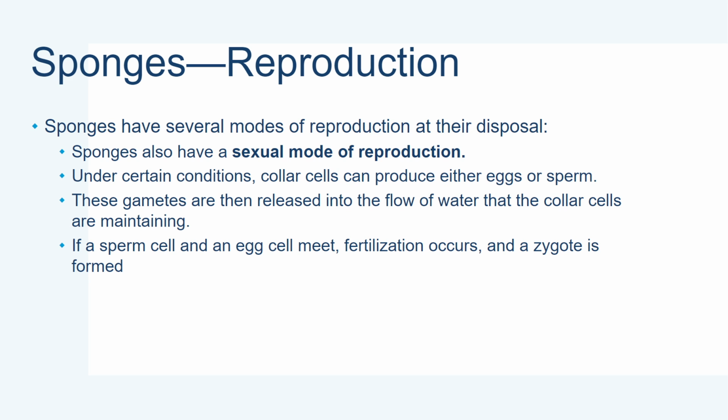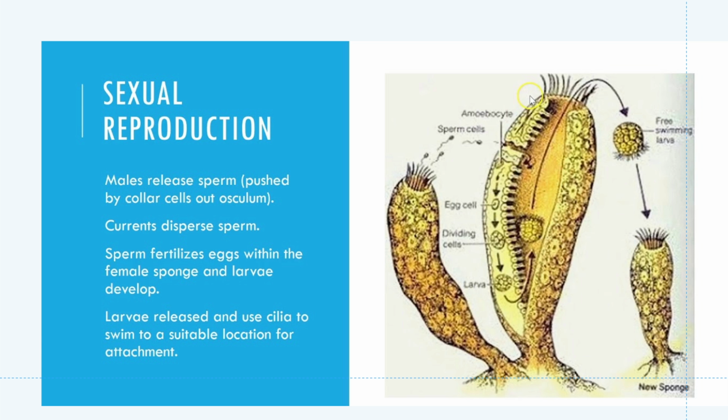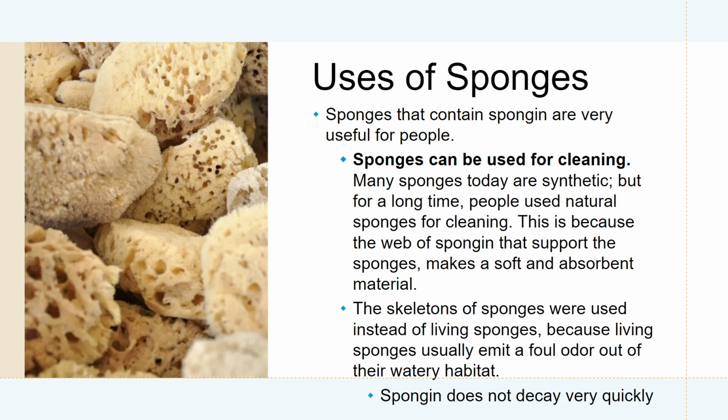Sponges are also capable of sexual reproduction. Their sexual mode of reproduction occurs thanks to collar cells that can produce either eggs or sperm, and these gametes, when released externally, flow into the water, and this external fertilization can generate a zygote. Budding tends to be most common. Sexual reproduction can occur, but the dispersal or the creation of a gamete tends to be external, and then the free swimming larvae will find a substrate and develop into a new sponge.